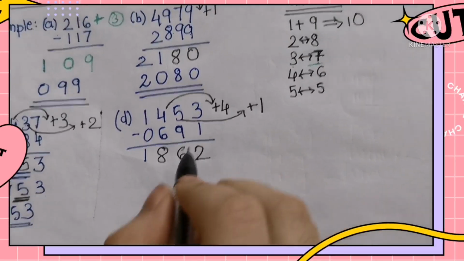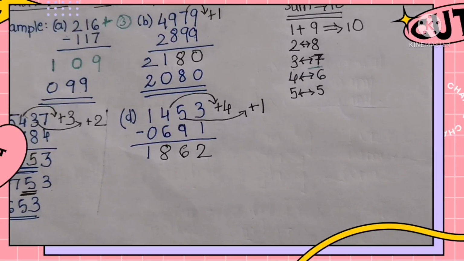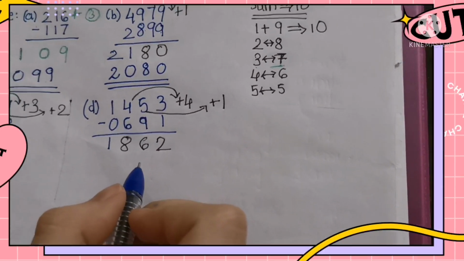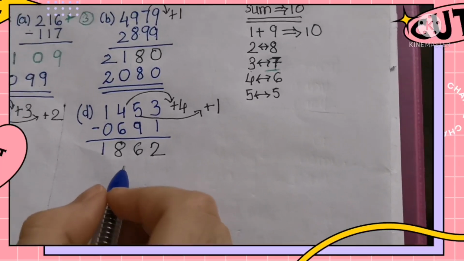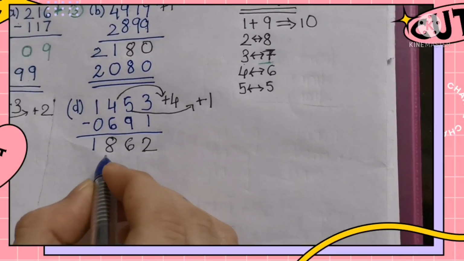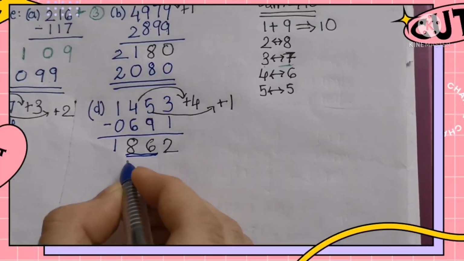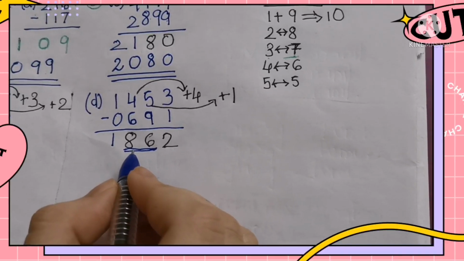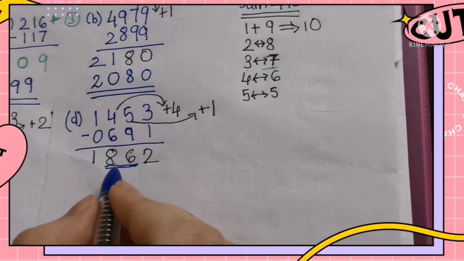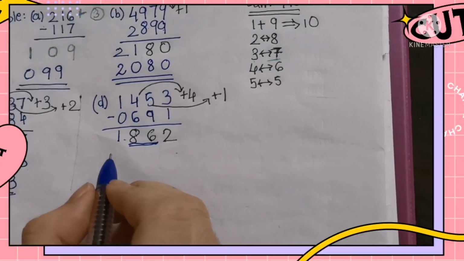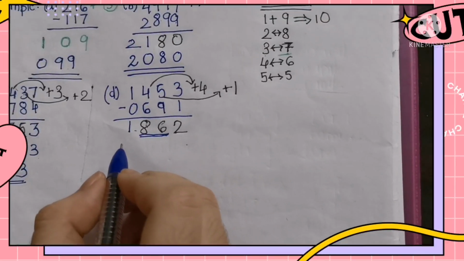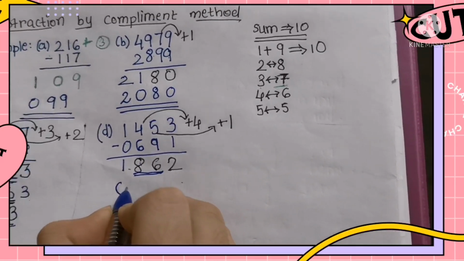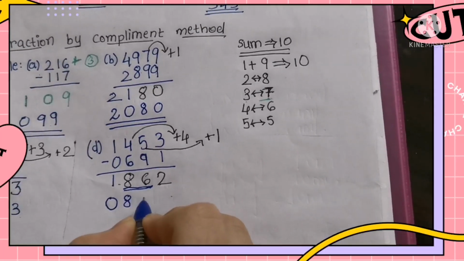As usual, this is not our final answer. There is one more trick. One more step is left. As we have used the complement method in 8 and 6, let's start with 8. Leftmost number of 8 is 1. So let's reduce 1, which is 0. So the number is 862.